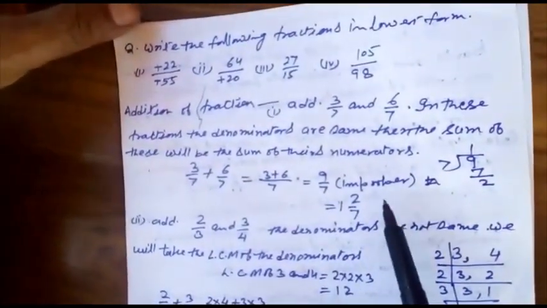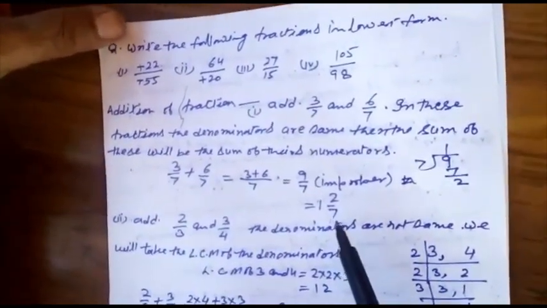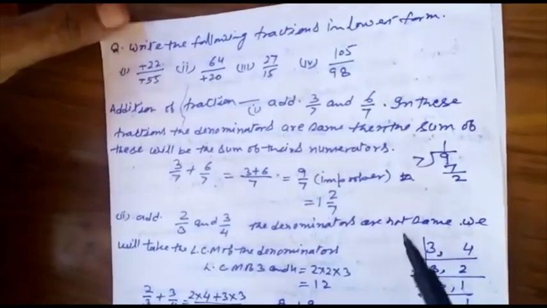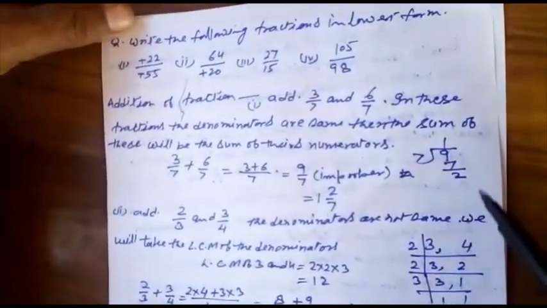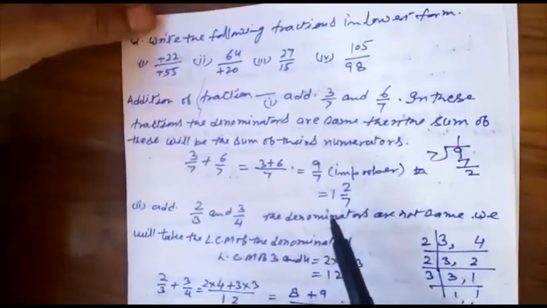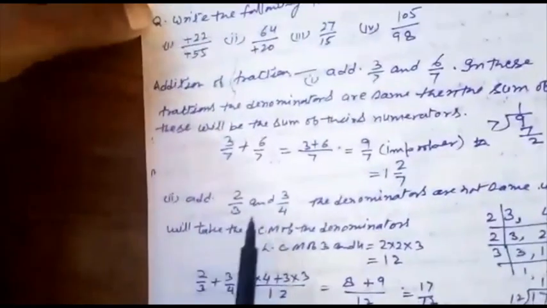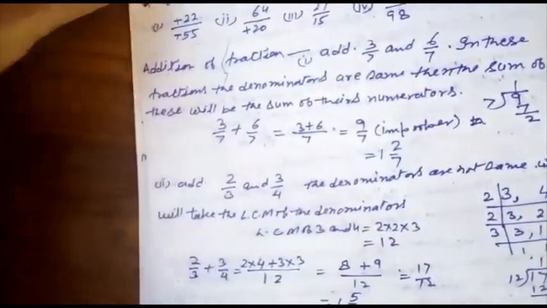This is an improper fraction. This must be written in the form of a proper fraction, or mixed fraction. 9 divided by 7, one time, the remainder will be 2, then the answer will be 1 whole 2 upon 7. Now next example, add 2 upon 3 and 3 upon 4.